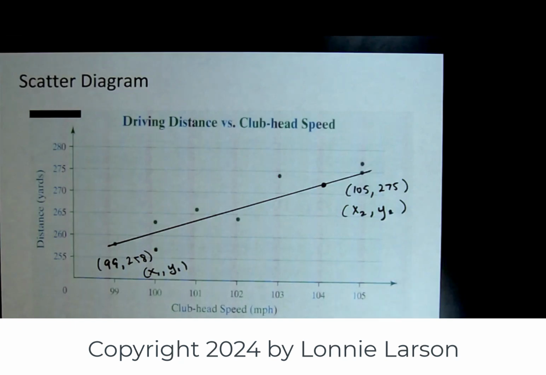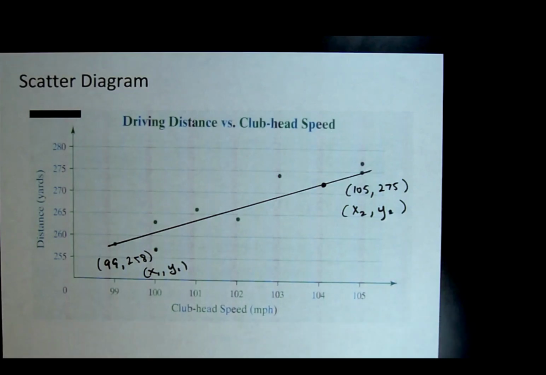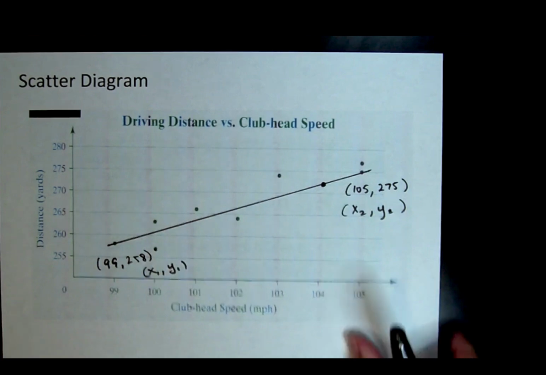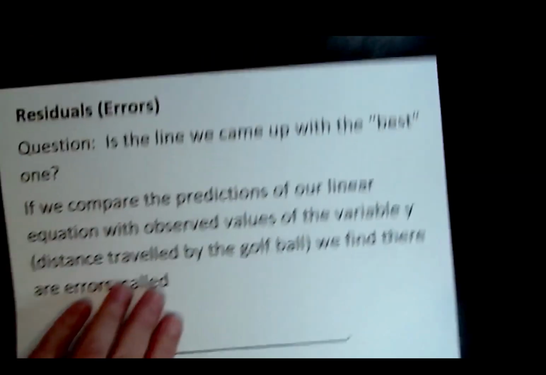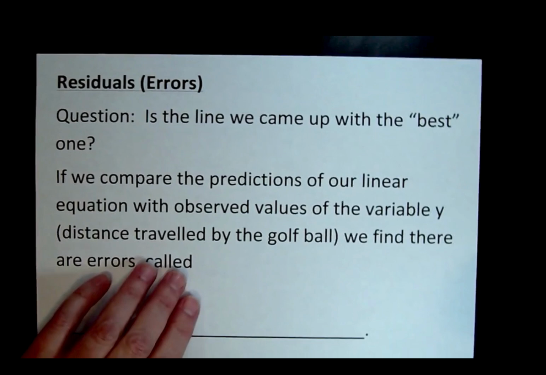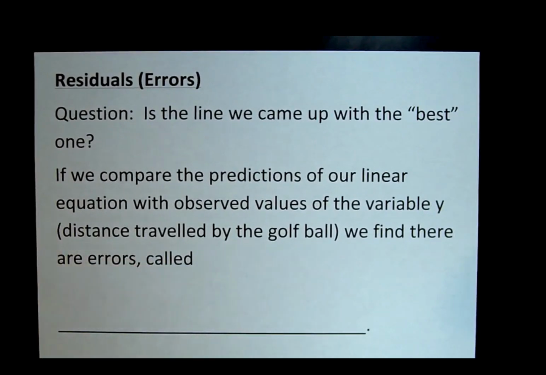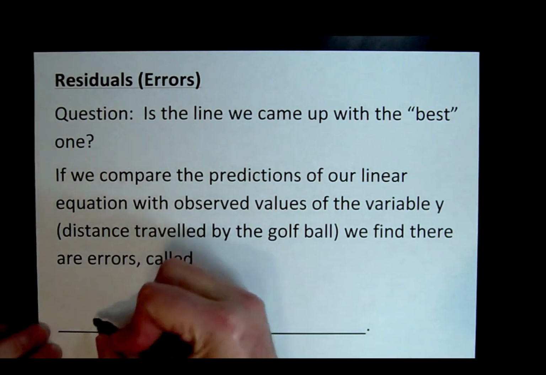Now, the question that comes up for me, given that I just kind of guessed at what a good fitting line would be for that data, is how good a job I did coming up with that line, and is that line the best one? Does it best fit the data? If we compare the predictions of our linear equation with some observed values of the variable y, remember y stands for the distance traveled by the golf ball, we find that there are errors. These errors are called residuals.